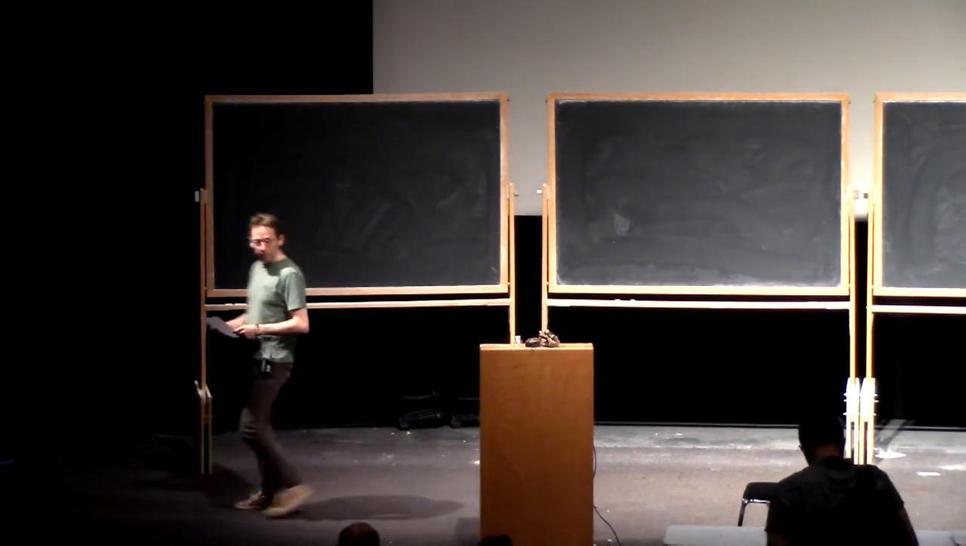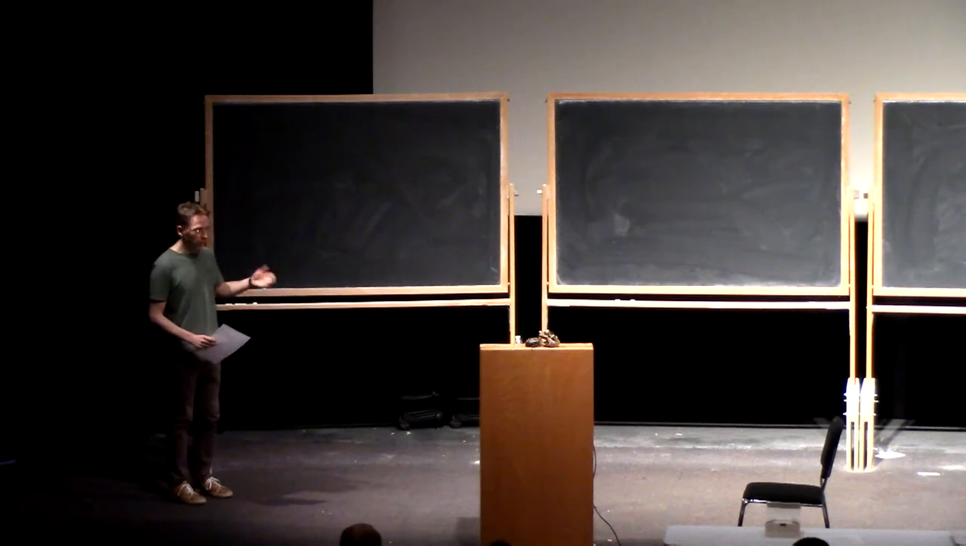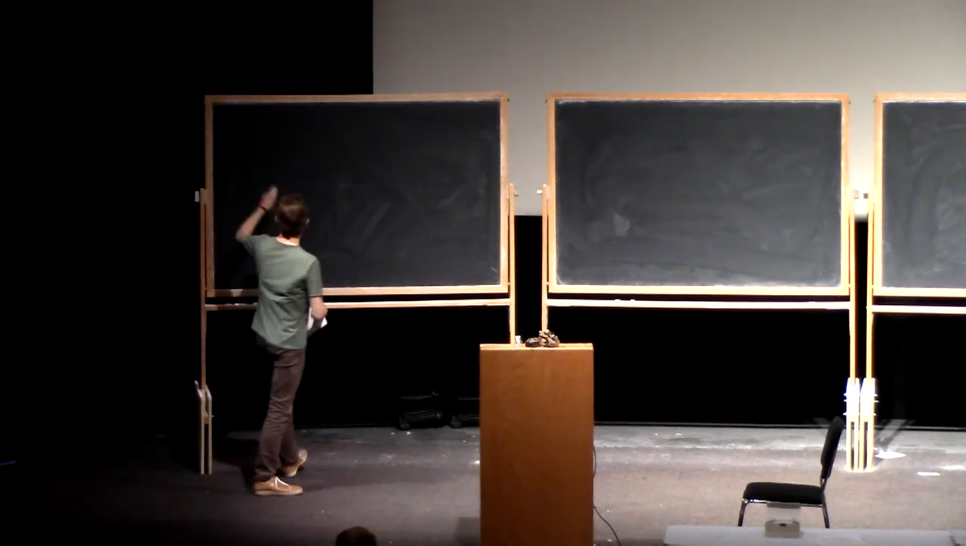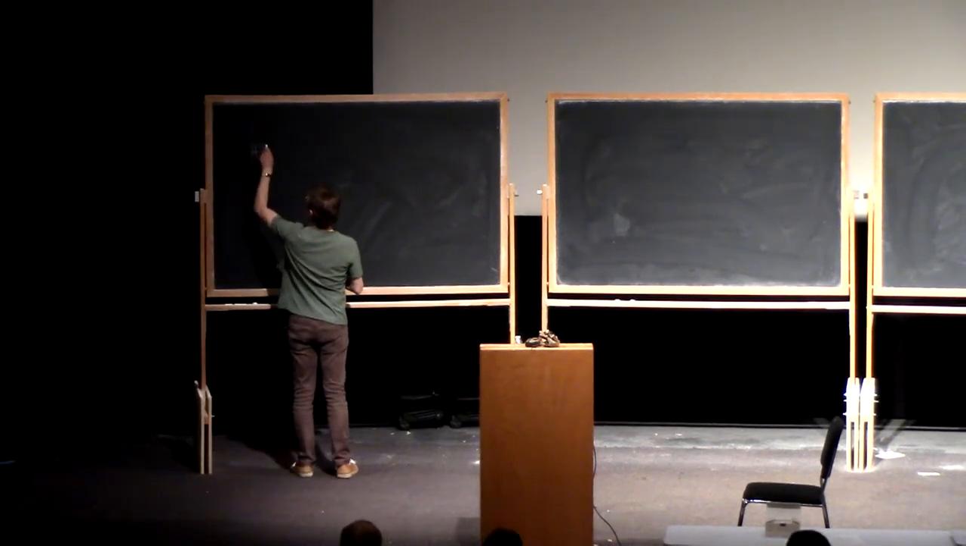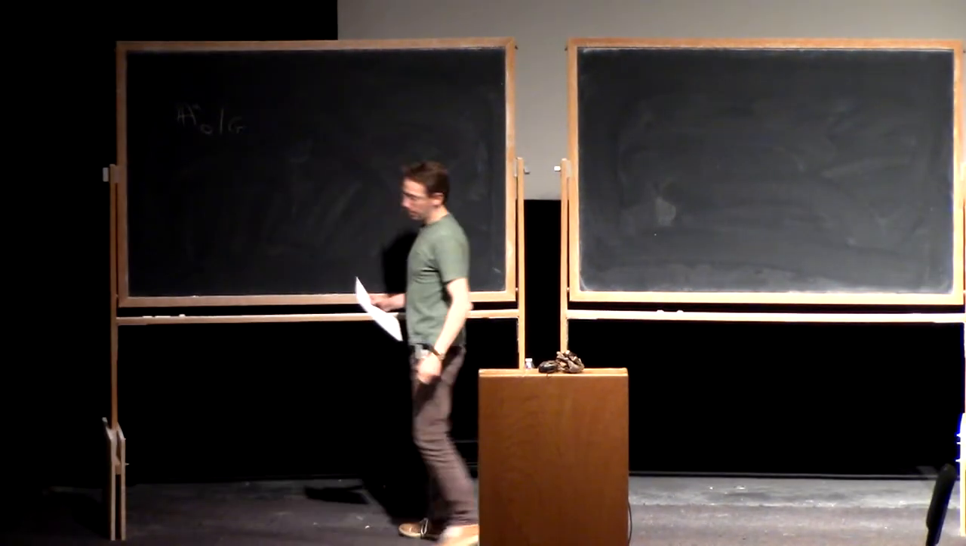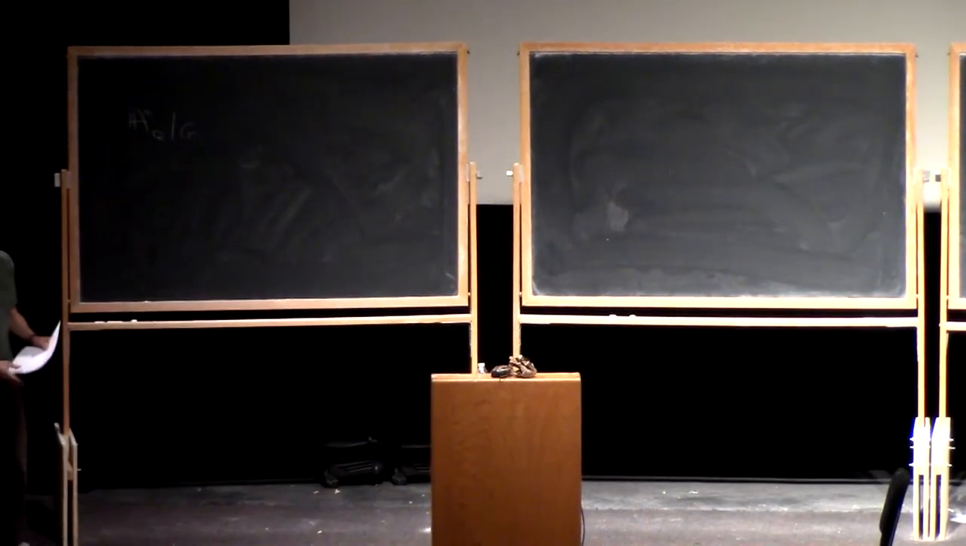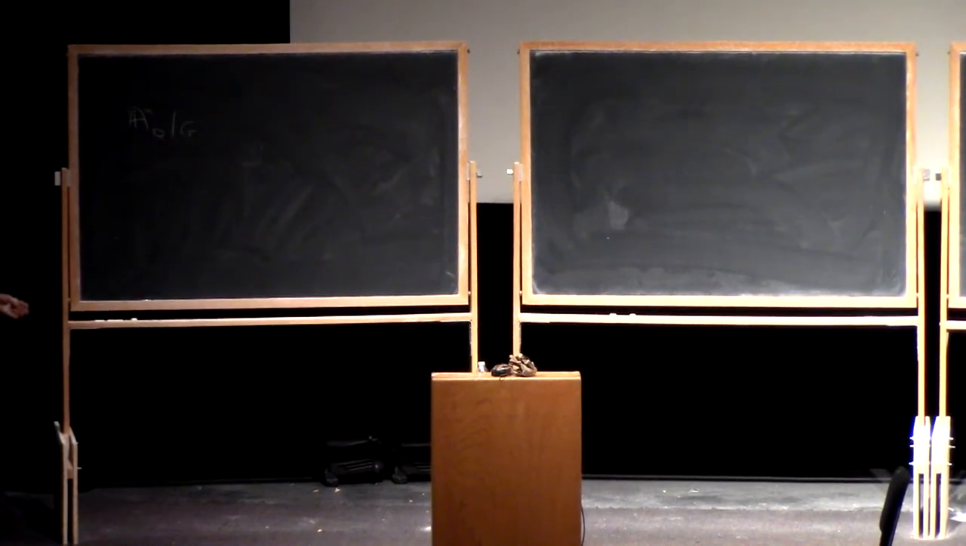So let me recall where we are. In the first lecture, we talked about the quotient A^n mod G. And I've explained that when this is rational, you get a positive solution to the inverse Galois problem. But I've also explained that this is not always rational.